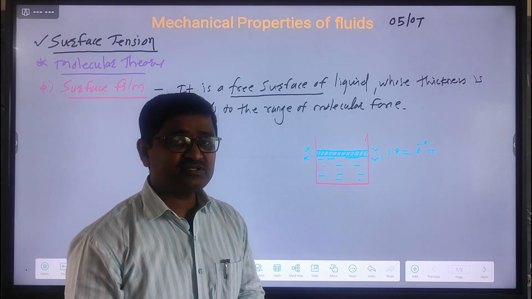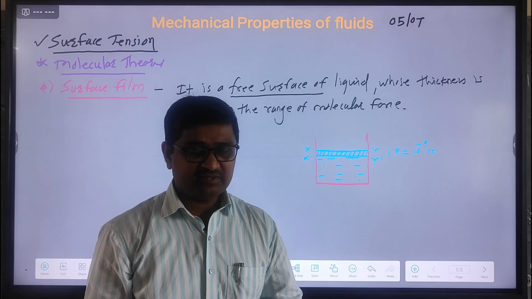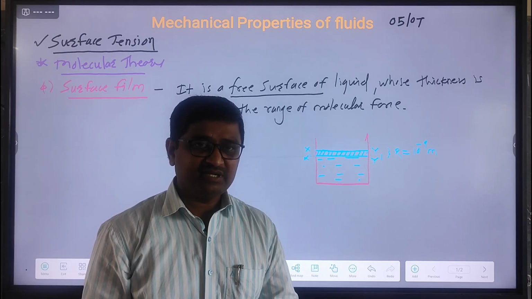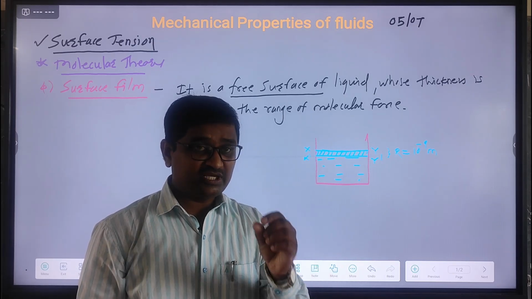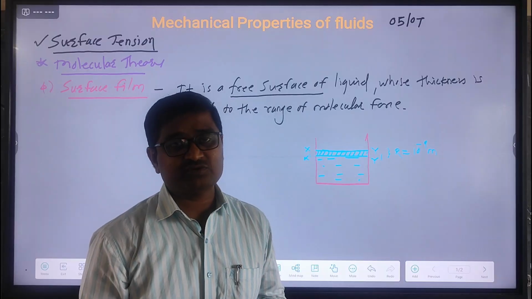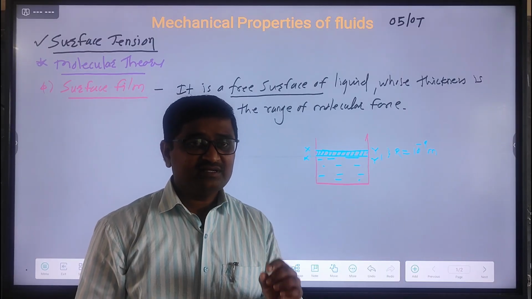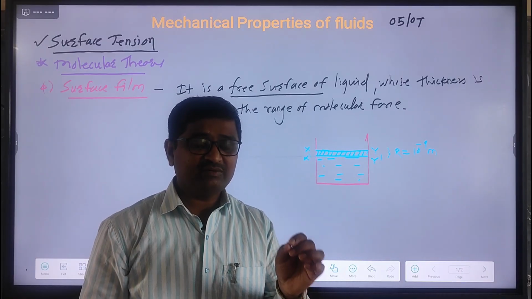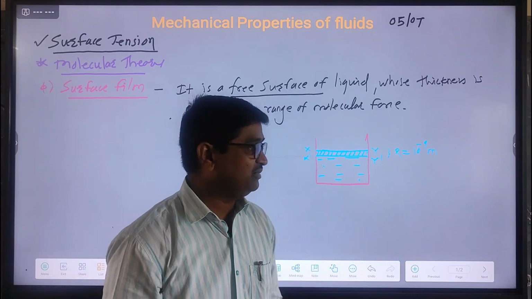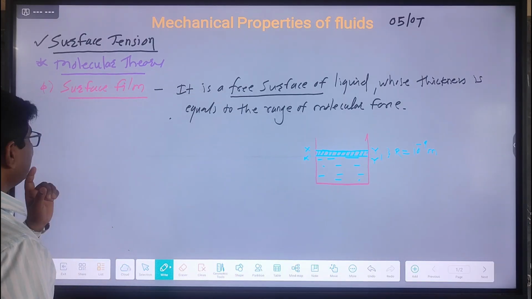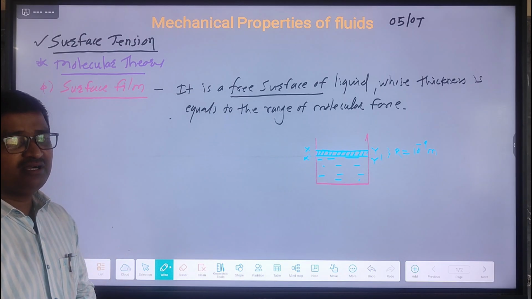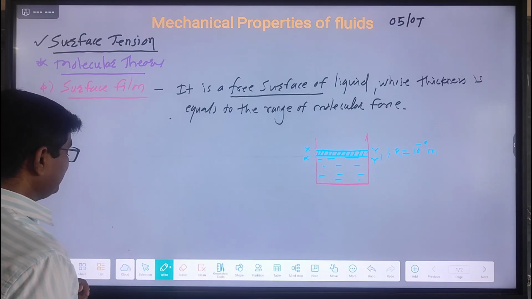So such a thickness is called surface film. Get it clear? The concept of surface film. It is a free surface of liquid, but whose thickness is equal to the range of molecular force. Range of molecular force means what? The distance is exactly equal to 10 raised to power minus 9 meter, that is 1 nanometer. Okay. Now after that, one another important definition we have discussed according to molecular theory.